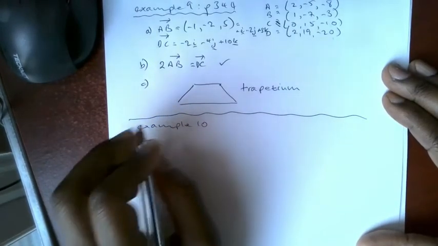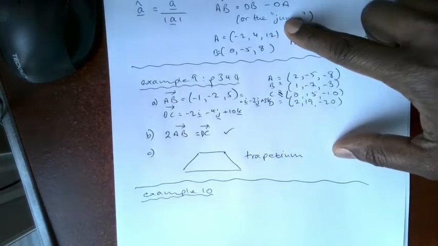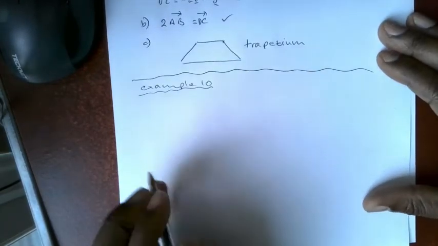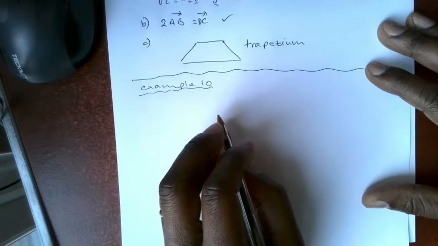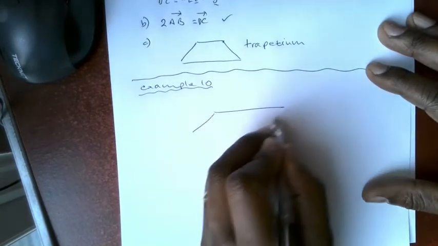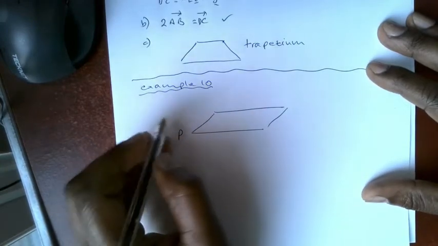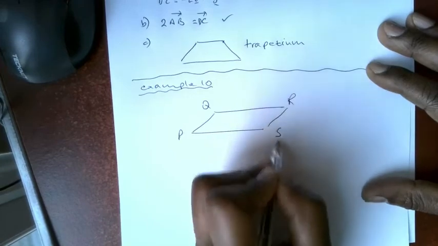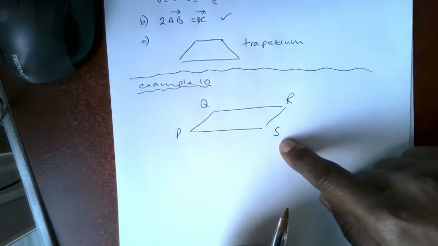And in example 10, again, using this idea of the jump between points, it can make the question really easy. So we've got this quadrilateral, and it says that it forms a parallelogram. So let's draw a parallelogram. This is only a sketch. And these points are normally labelled in alphabetical order. So P, Q, R, S, like this. We want to find the coordinates of this point.